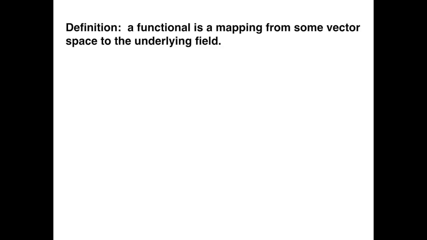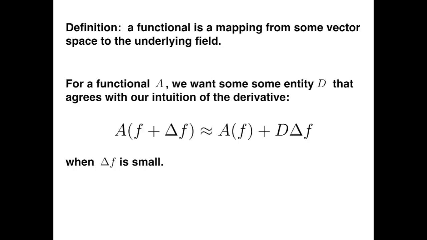A functional is a mapping from some vector space to the underlying field. For a functional A, we want some entity that acts like the derivative of before. That is, we want some entity D that agrees with our intuition of the derivative. The functional A applied to f plus delta f is going to be approximately equal to A of f plus D times delta f when delta f is small. And we will now explain what this thing is.